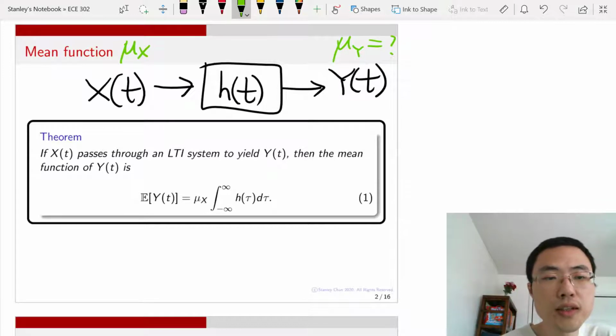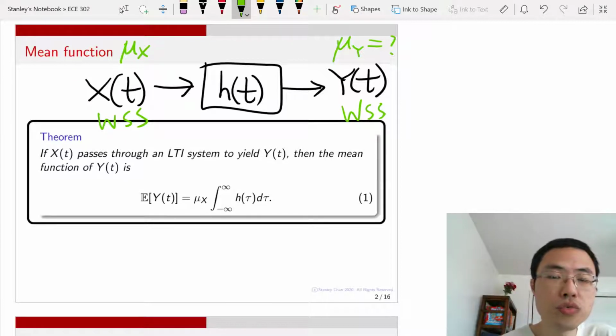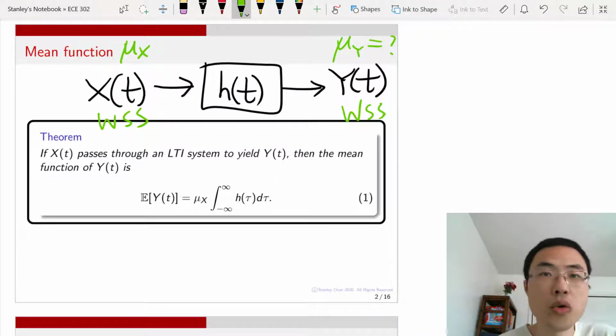Now, since this is wide-sense stationary, what we can assume is that a wide-sense stationary process, as it goes through a linear time invariant system, should maintain the property of being wide-sense stationary. If this is true, then we should expect the mean to also be a constant. However, what exactly is this constant? This is something that we want to determine.